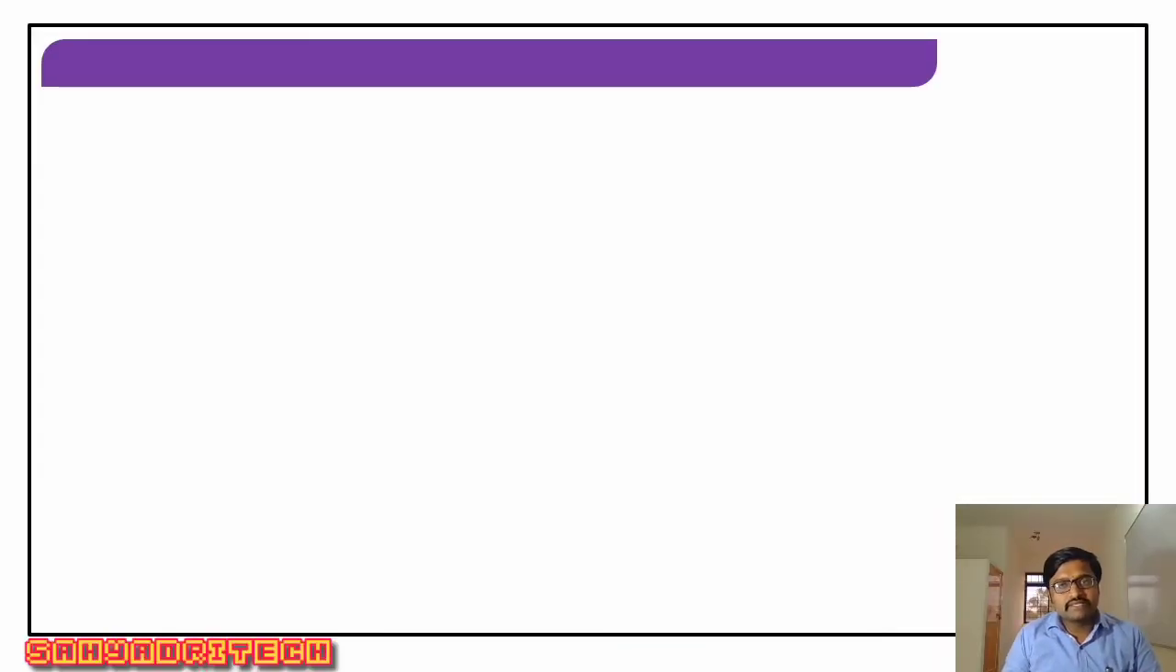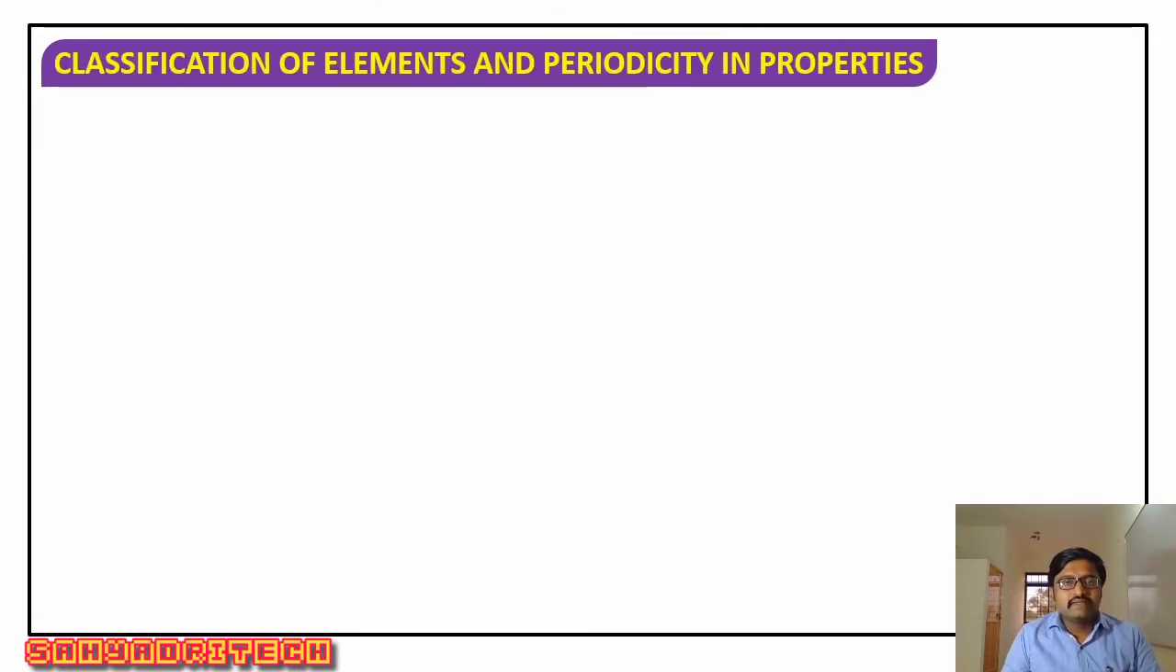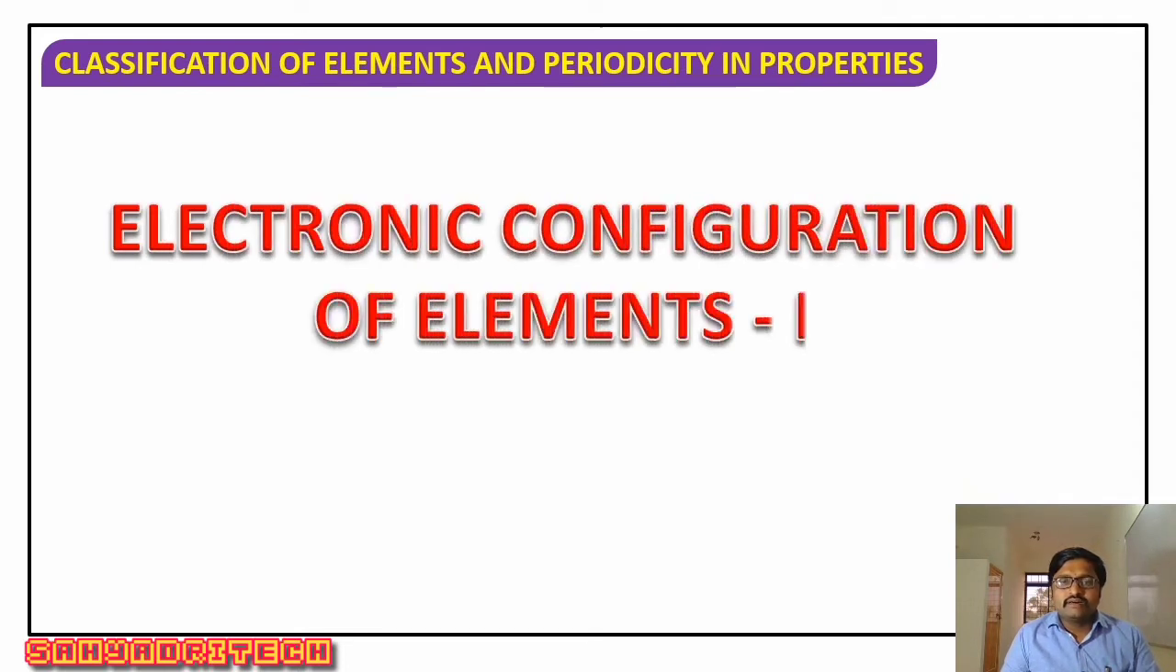So in the previous session I discussed the nomenclature of elements with atomic number greater than 100. Now in this session I am going to continue with another concept, that is the electronic configuration of elements. I have divided the concept into two parts. In this session I am going to deal with the electronic configuration of a few elements period wise.